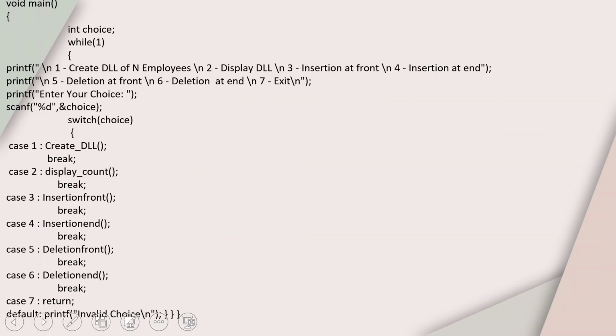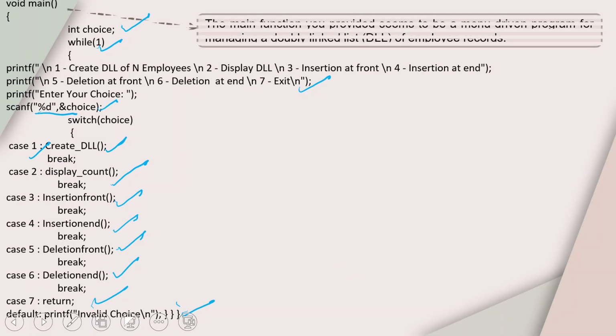Now, the main program. So, in the end, choice, while one. So, you will be given the options. Then you choose the option over here, scanf, %d, and of choice. Then case 1 means create. Case 2 means display. Case 3 means insertion at the front, insertion at the end, deletion from the front, deletion from the end, return. Otherwise, anything other than that will be called default, invalid choice. Okay. This is how the program logic has been designed.